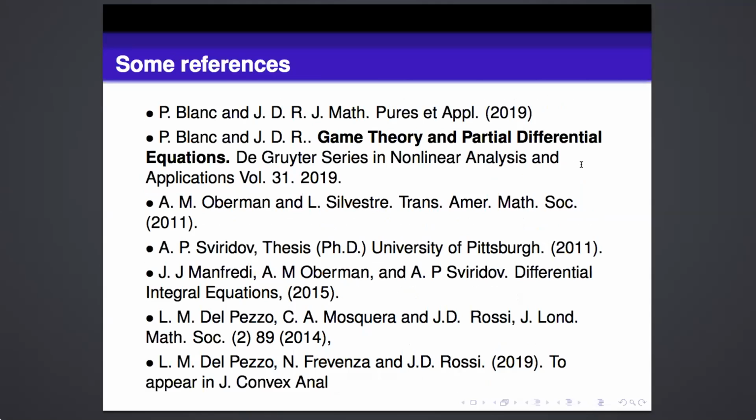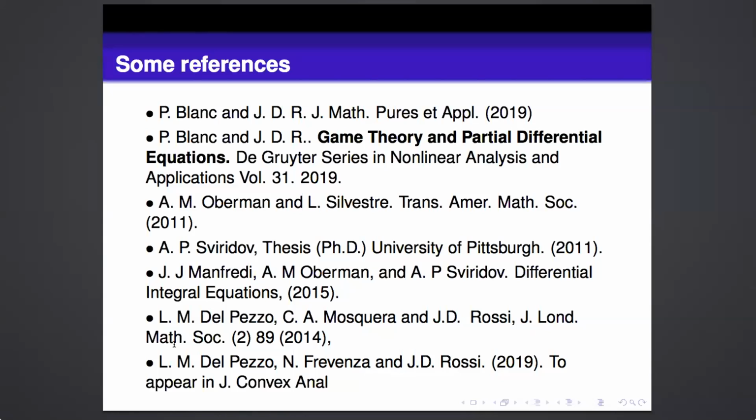Okay, a bunch of references. In these references, I want to mention Obermann and Silvestre. This paper characterizes what is the convex envelope and deals with the regularity for the equation lambda 1 of D2u equals 0. The papers by Sviridov and Manfredi, Obermann and Sviridov. Sviridov was a student of Manfredi, in fact, at Pittsburgh University, deals with this infinity Laplacian and also with the p-Laplacian inside a graph, inside these trees.